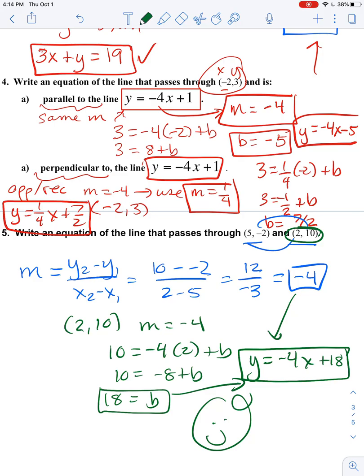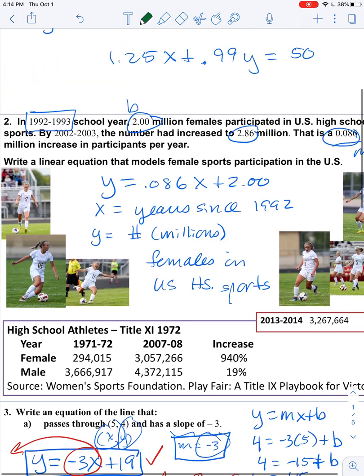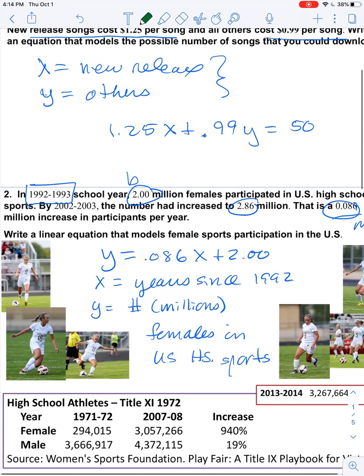So easy. Oh my gosh. And that actually is the end of it. So there you go, my friends. So you're going to get your m one of 4 ways. You're going to get your b pretty much the same way every single time. And now you know everything you need to know.